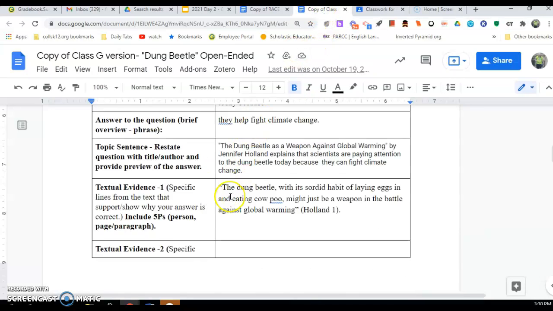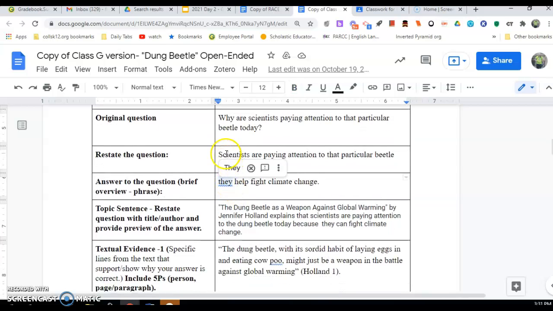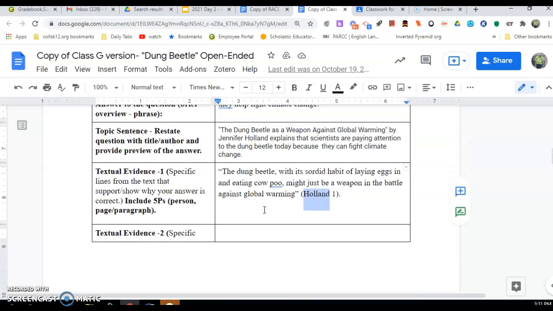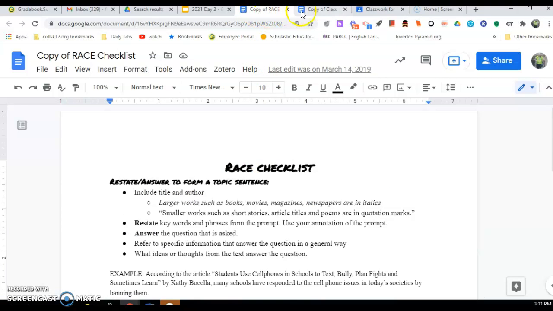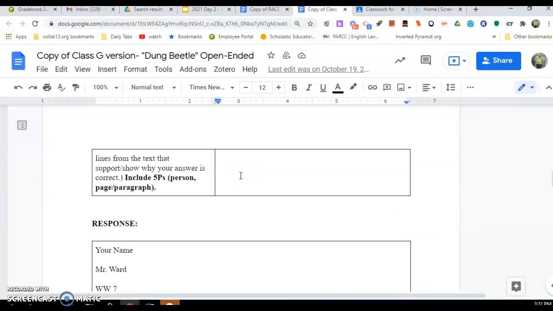And then they will always do organizers. So for a RACE response, what's the title, author? Original question. Let's restate it. What's the answer? Combine these two. There's your topic sentence. Evidence with the 5 Ps. And then it's just a matter of taking this, looking at the checklist, and putting it into a response.